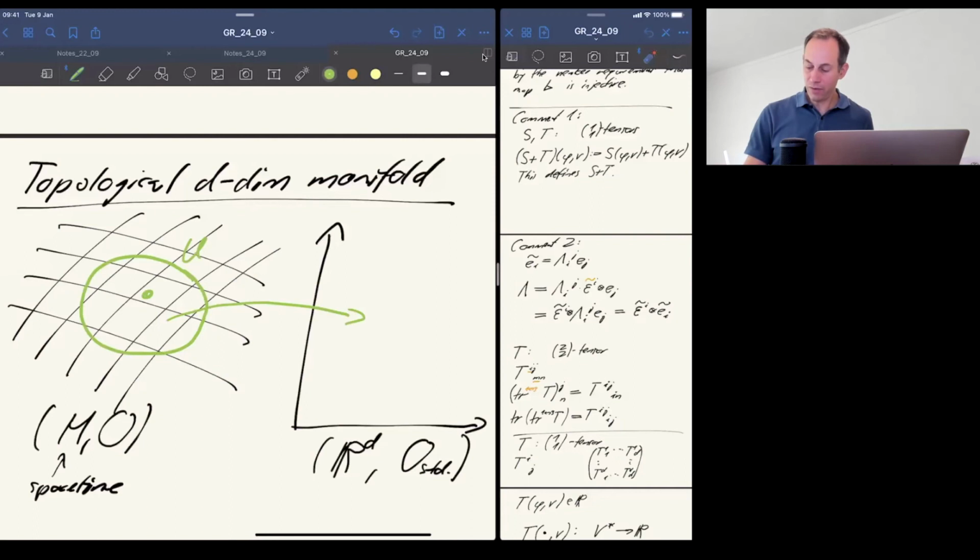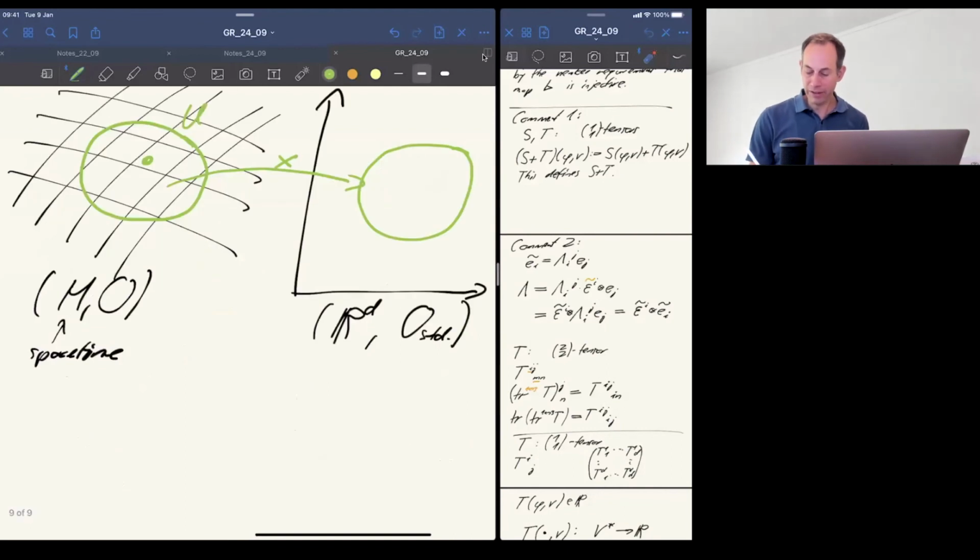and I look at a map from here to here. Then I require that, so the requirement is that this map, which let me call it X, should have the following property. The map should be homeomorphic, which means that it's actually continuous and has a continuous inverse.